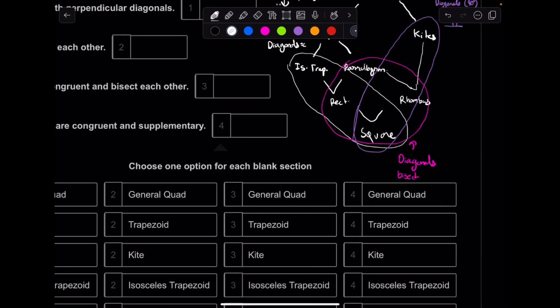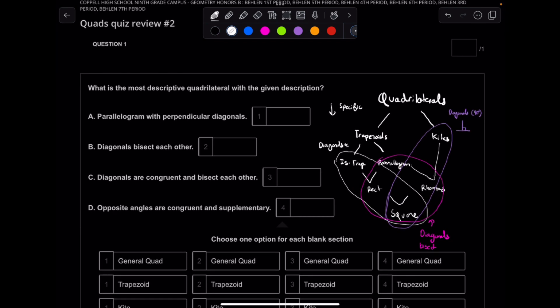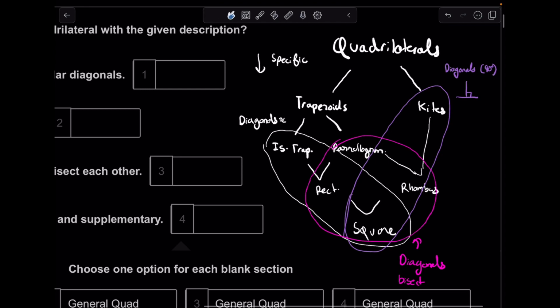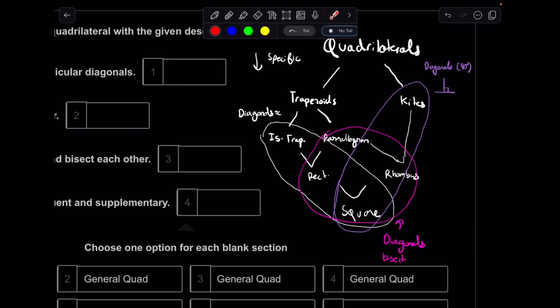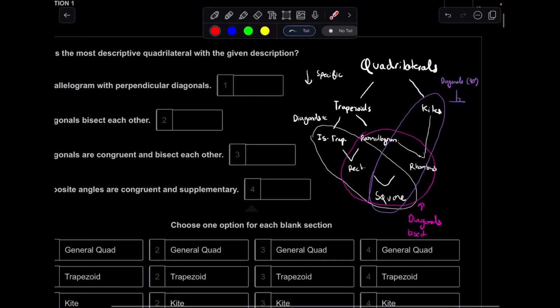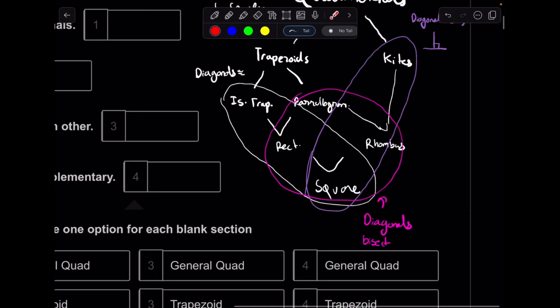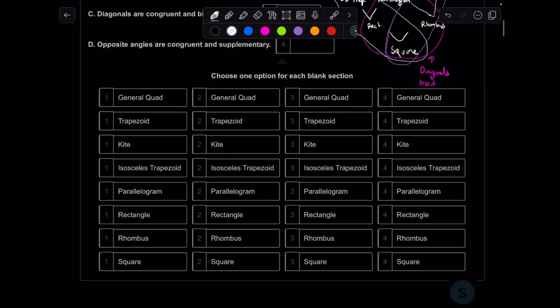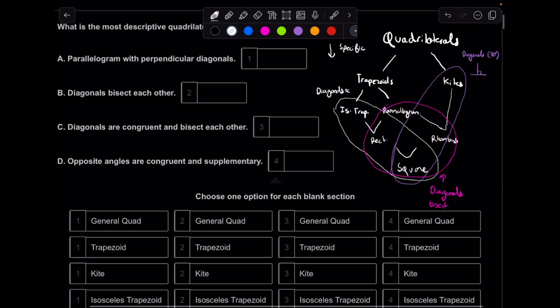Okay, now let's get started with the actual problems. Parallelogram with perpendicular diagonals. So we'll start with our parallelogram over here. It says we need a parallelogram with perpendicular diagonals. So the first thing we do is look at the perpendicular line and we look at the parallelogram. I only see two shapes which have these characteristics, and I think the first one, whichever comes, is rhombus. So the answer would be rhombus. We're going to post rhombus over here.